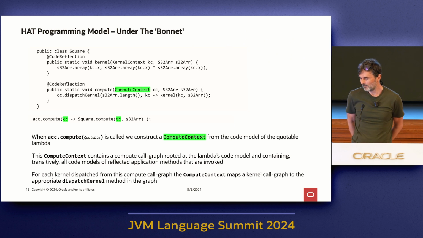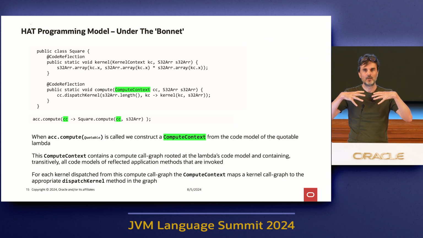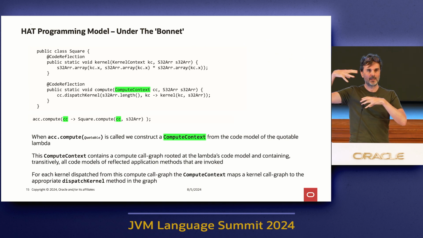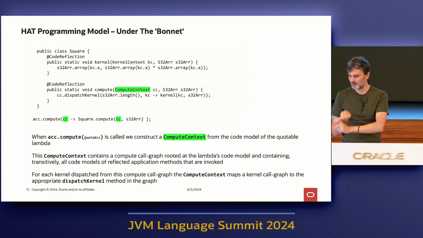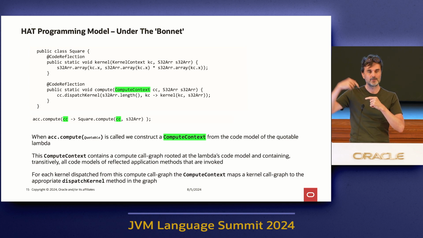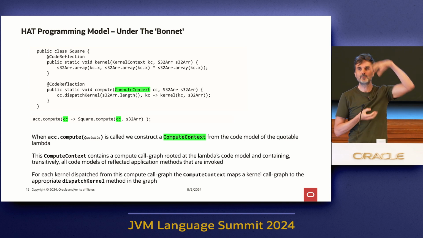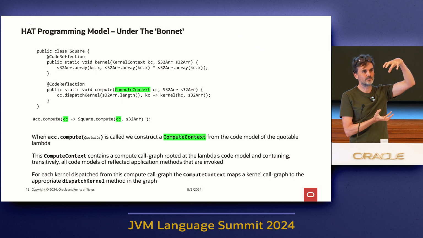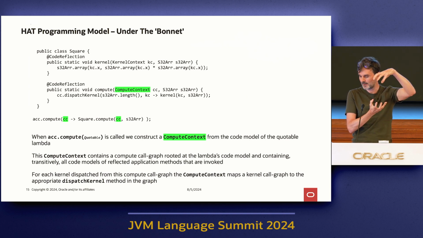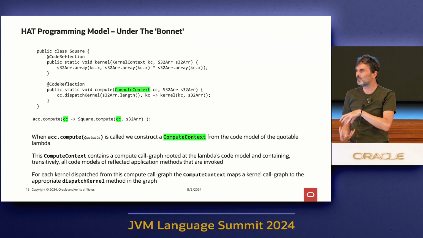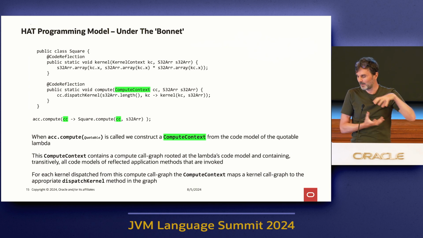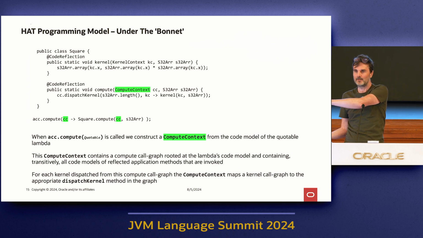So under the bonnet here, when we call ACC compute, we construct a compute context. And the compute context contains all the code reflected methods that we have. We call this a compute call graph. So the compute method, lambda is reflectable. We know we're calling square compute. Compute is reflectable as well, so we can analyze that. And so as I showed in the prior slides, this is the module of code we can have access to. And then we can do the same for the kernels as well. And so we can pass all this information over to the back end, and it can do its thing.